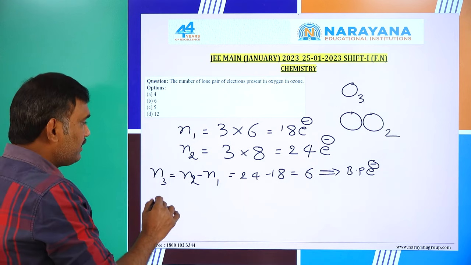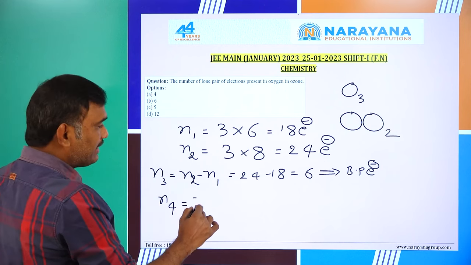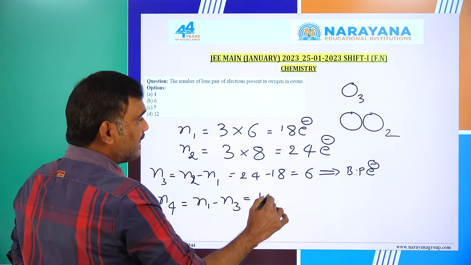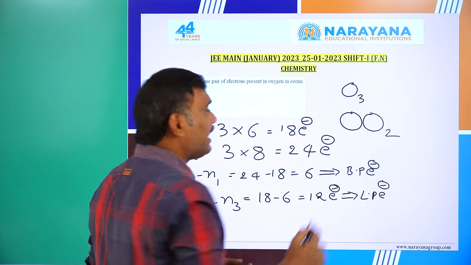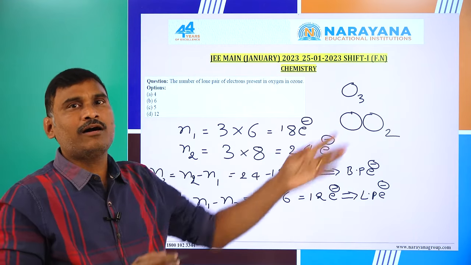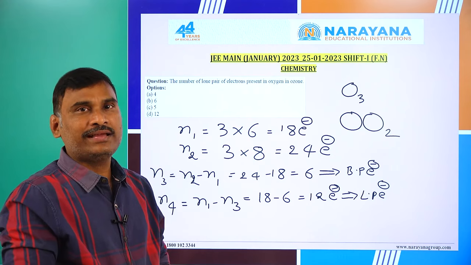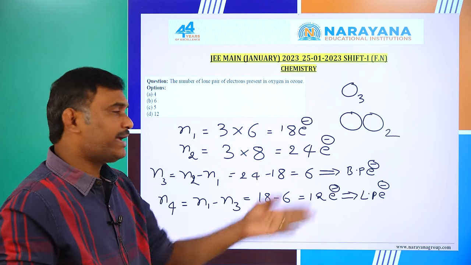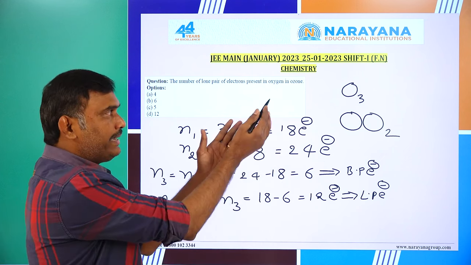Let us go for N4. Sir, what is meant by N4? This is N1 minus N3, that is 18 minus 6, that is 12 electrons. Generally, these are the lone pair electrons if all the atoms satisfy the duplet or octet configuration. This is the rule we can apply when all atoms are satisfying octet, and any hydrogen satisfies the duplet configuration.